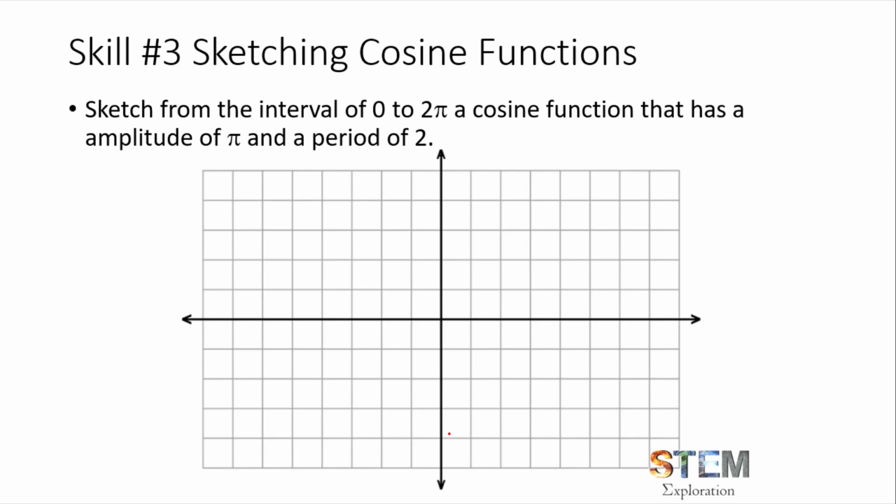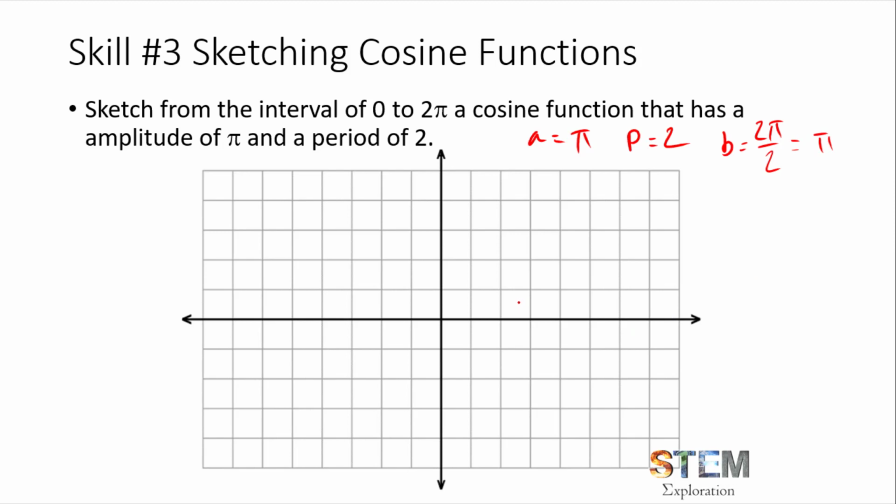Third example, let's look at a specific situation where we want to sketch from an interval of 0 to 2 pi for a cosine function that has an amplitude of pi and a period equal to 2. So that means your accelerating value, 2 pi divided by 2, is equal to pi. So there's a pi number of cycles. There's 3.14 cycles from 0 to 2 pi.